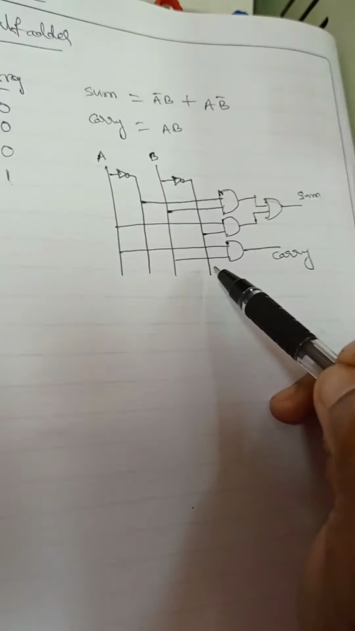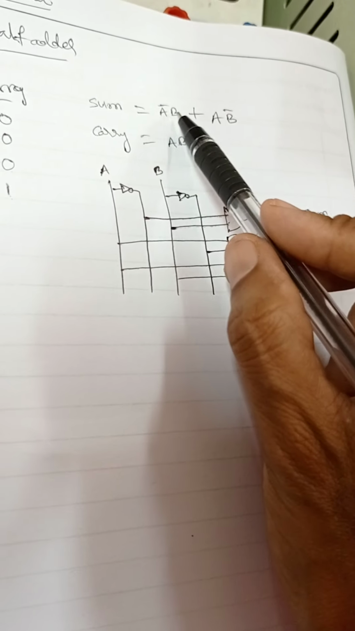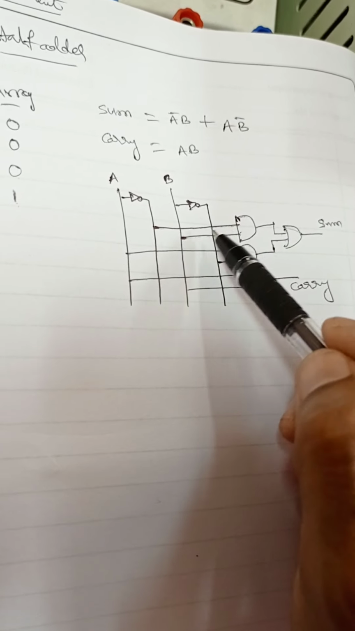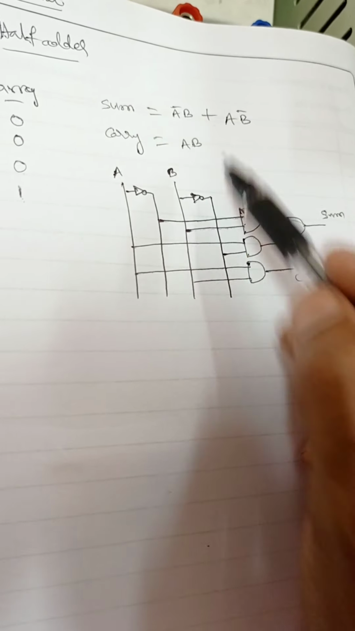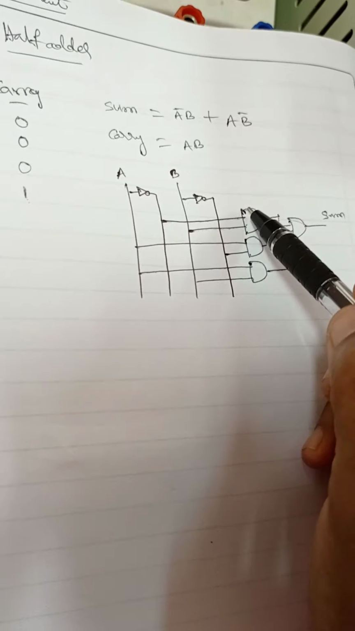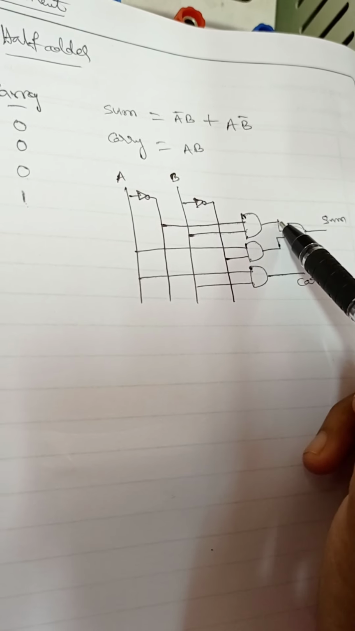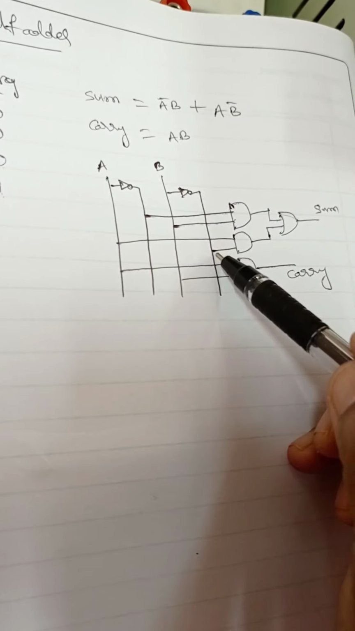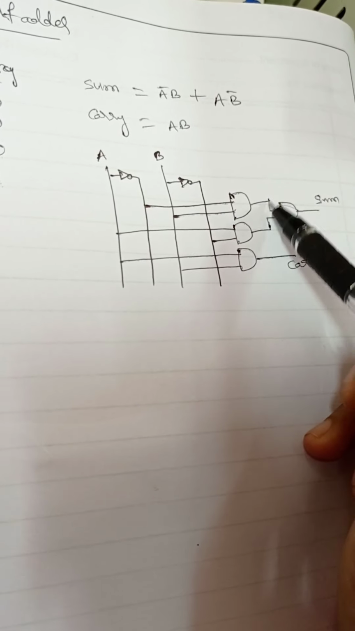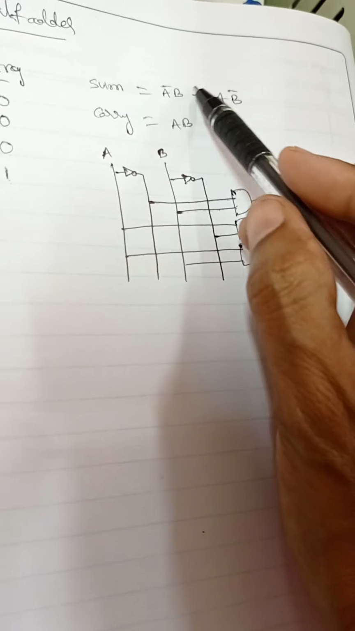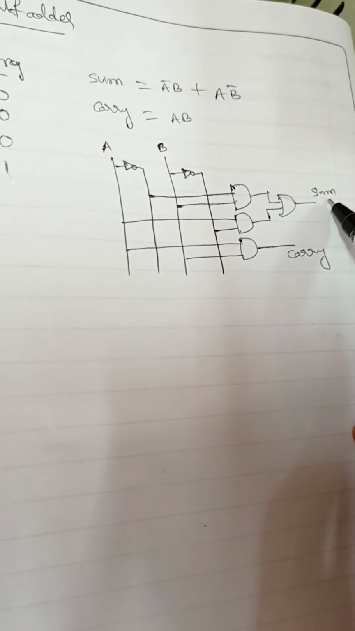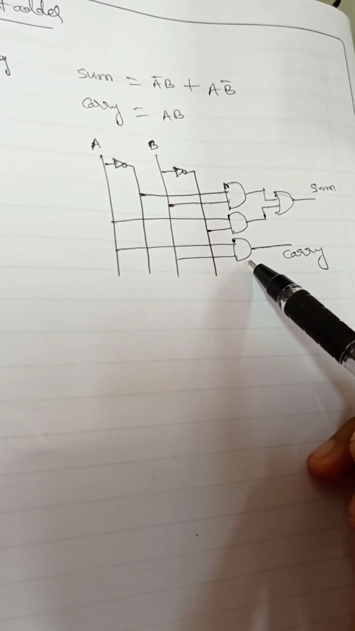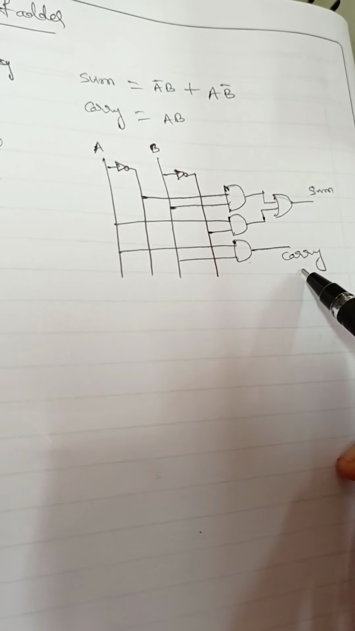For this, when you design the logic circuit, take A and connect it to a NOT gate, and B also to a NOT gate. Now for A bar B, take the inverted output of A to an AND gate input, and B directly as the other input. Next, A B bar is connected to another AND gate, and these two outputs are connected to an OR gate. This becomes sum. Coming to carry, A and B are connected to an AND gate, and carry will be obtained.